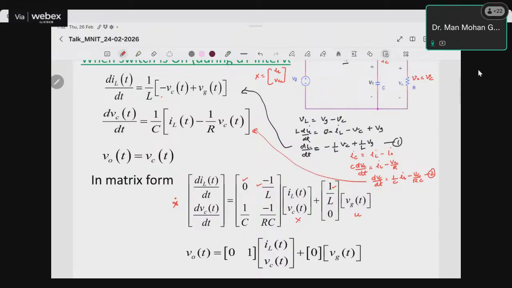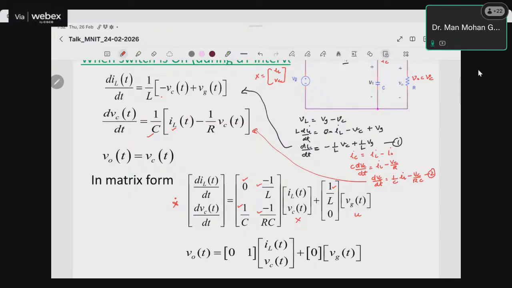Second equation, dVc by dt: the coefficient of IL is 1 by C, and the coefficient of Vc is minus 1 upon RC, that I have written here. Plus, now I need to complete this matrix also. It's not that I will not write anything here. In a matrix, if nothing is there, then we write 0.